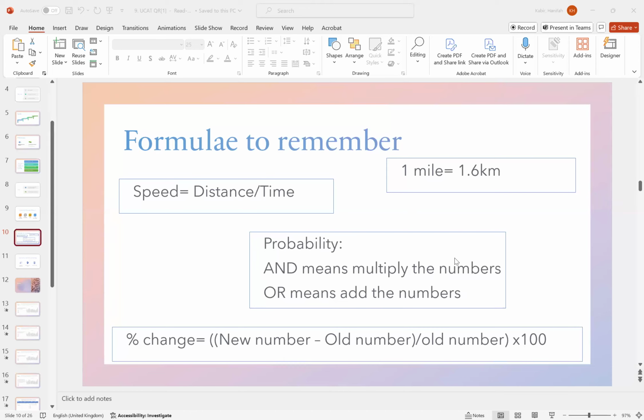Percentage change is just change over original times 100. Really important to be able to remember what the original is. Okay.